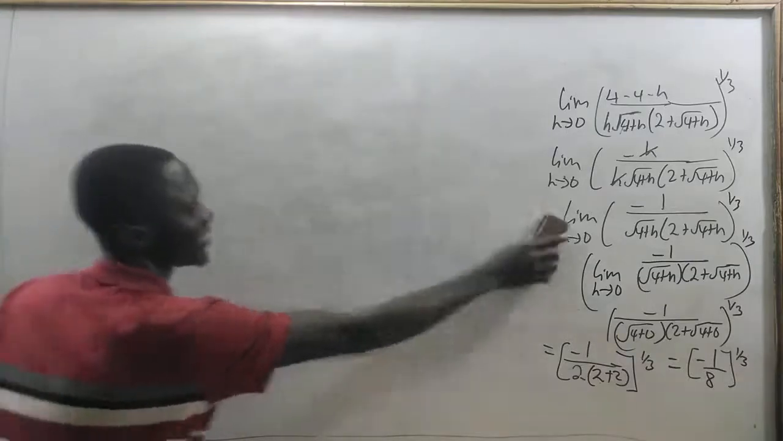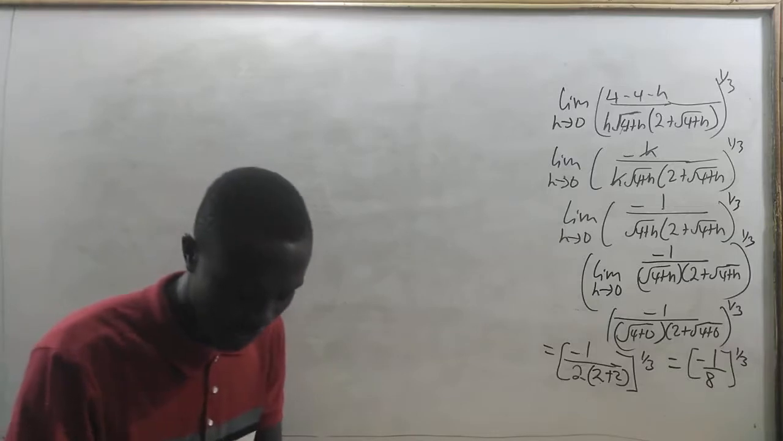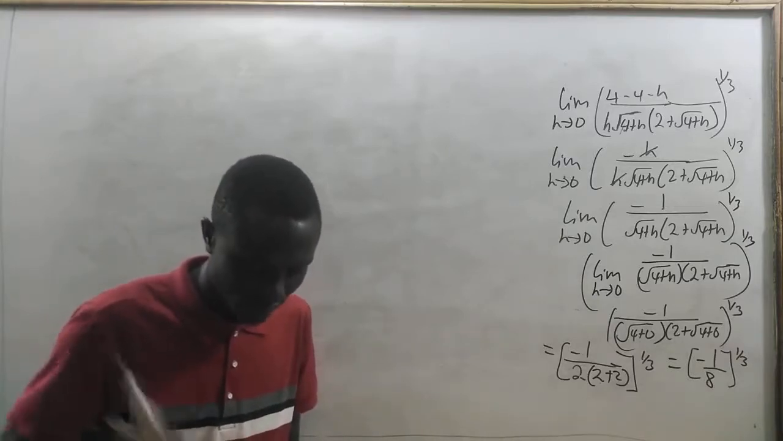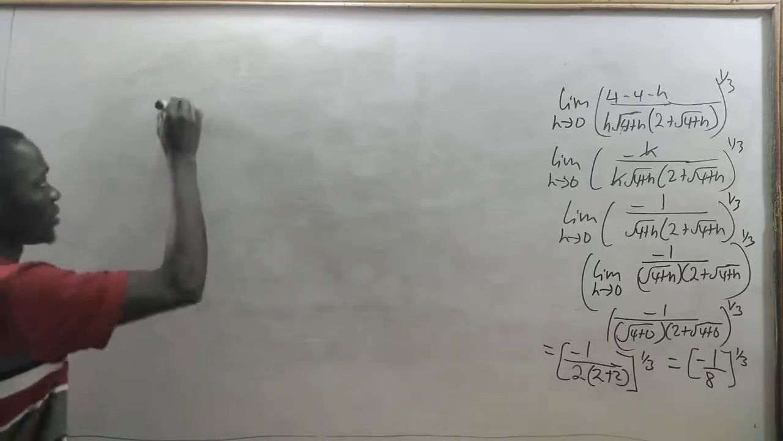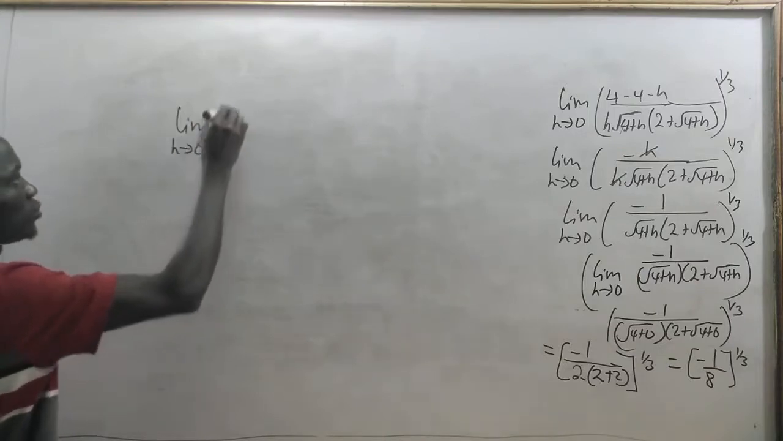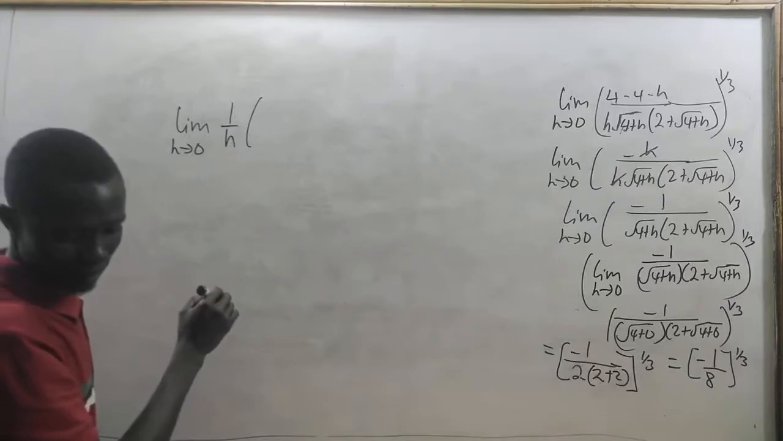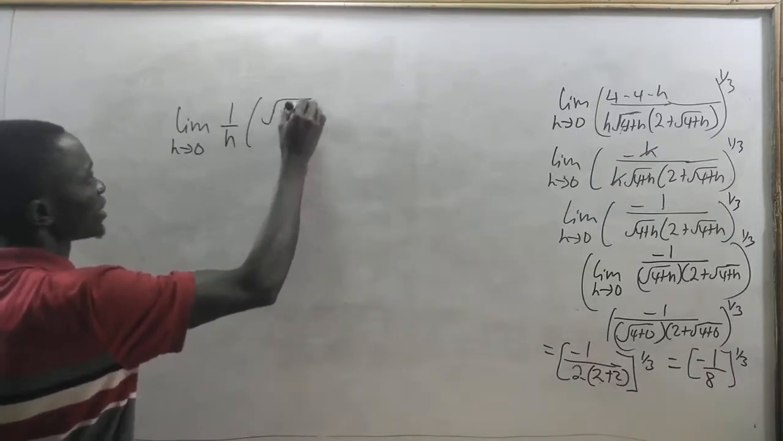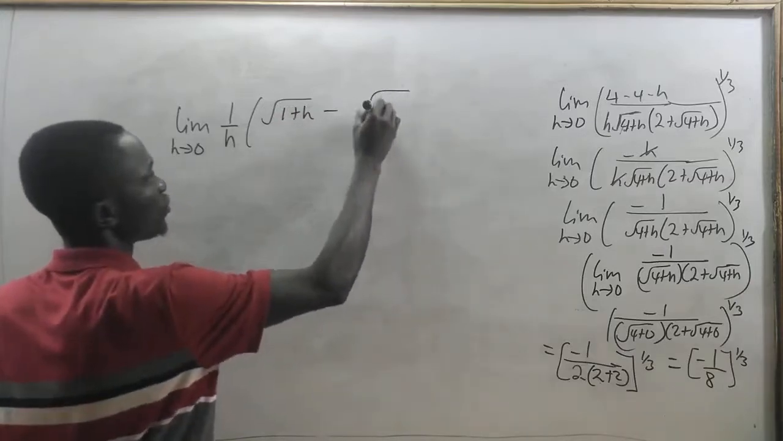I hope this lesson is very cool and it will improve your understanding. Now let's look at this one. The question that I have here is the limit as h approaches 0 of 1 divided by h times the square root of 1 plus h minus the square root of 1 minus h.